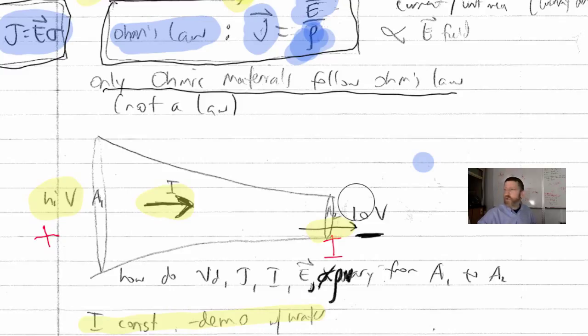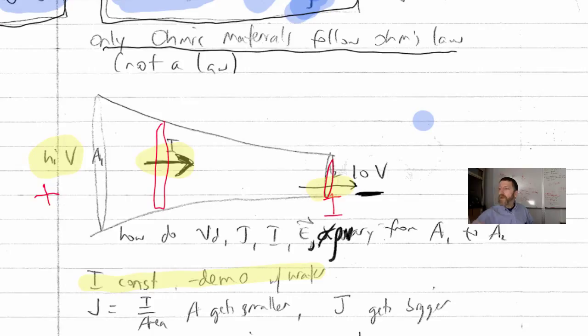Well, look at the cross-sectional area that this thing has to go through. Here's the cross-sectional area right there. Here's the cross-sectional area right there. What's happening to the cross-sectional area? It's getting smaller. So that means that the current density is I over the area, the cross-sectional area. As the A gets smaller, the current density, J, gets larger. Current density gets bigger. Now, next question.